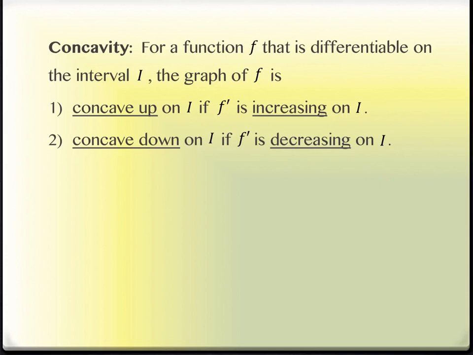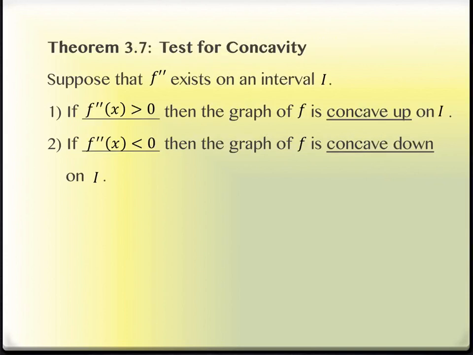And that's all well and good, but that's not really how we typically test the concavity. We test the concavity with the test for concavity. What we actually look for instead is what happens to the second derivative. If the second derivative exists and is positive, then the graph is concave up. And if the second derivative exists and is negative, then the graph is concave down.